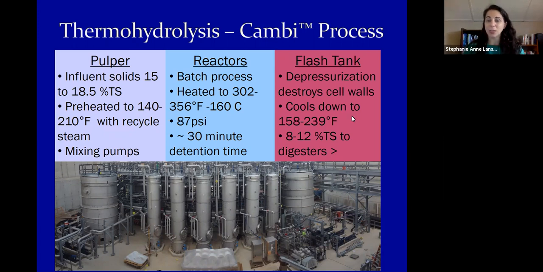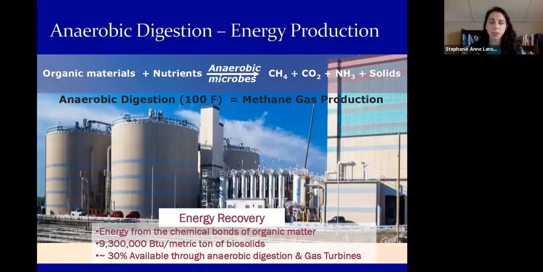And then it goes into the digester at about 100 degrees Fahrenheit. Digesters, like the methanogens in our stomach, like around 100 degrees Fahrenheit, which is the temperature of our bodies, and about 8 to 12% total solids to go into the digester system. So here are the digesters. Again, here's the Cambi process at DC Water, and here are our digesters. You can actually see them from the highway.